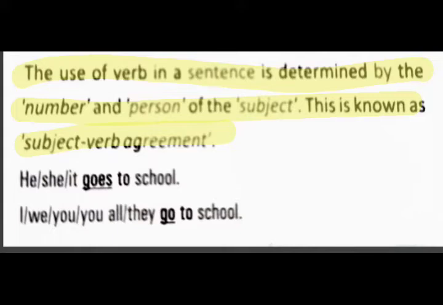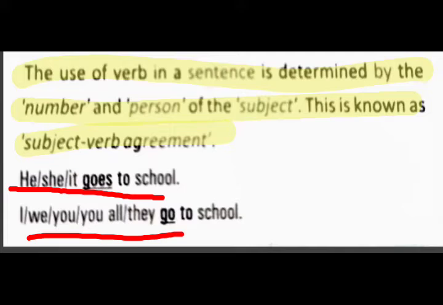So students, whenever we are writing a sentence or whenever we are speaking a sentence, our verb is dependent on the subject, that whether the subject is singular or plural. So that dependency is known as subject verb agreement, that they have to agree to each other. According to the subject only we have to use the verb. For example, he goes to school. She goes to school. I go to school. They go to school. So according to the subject, our verb is being changed. This is the basic idea of subject verb agreement.